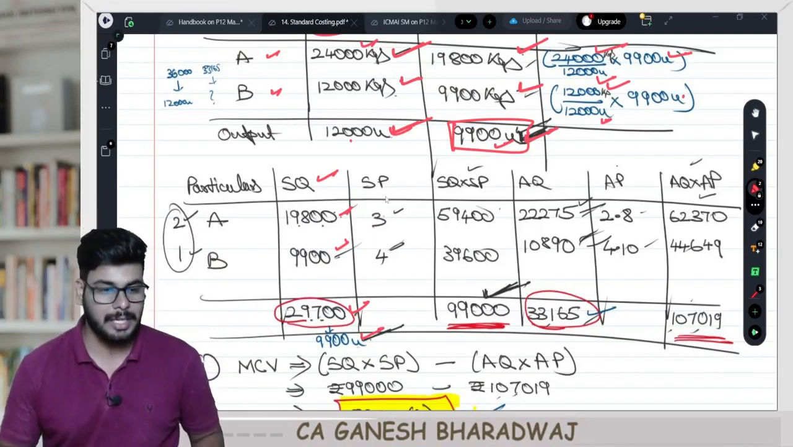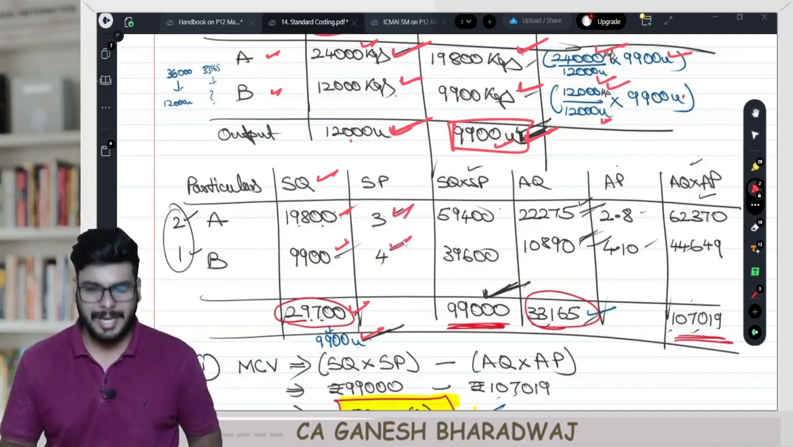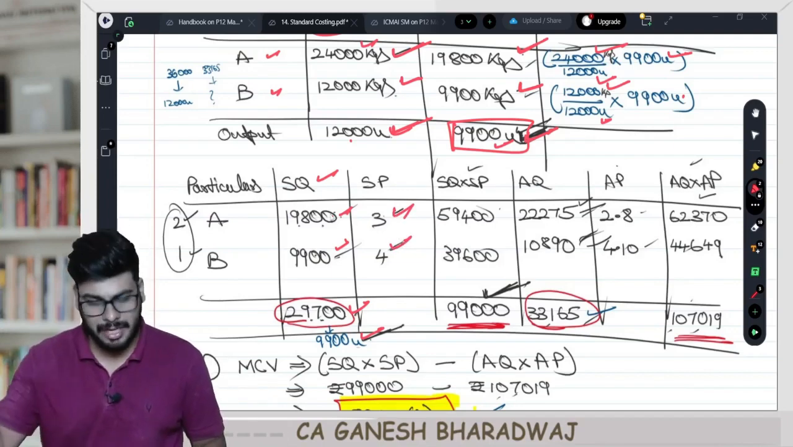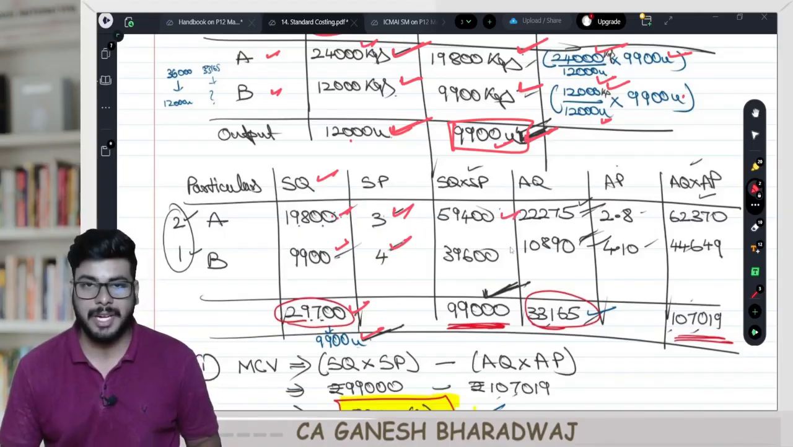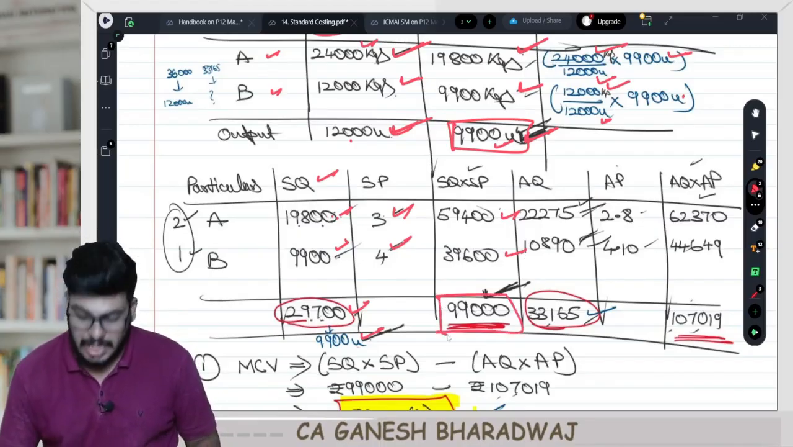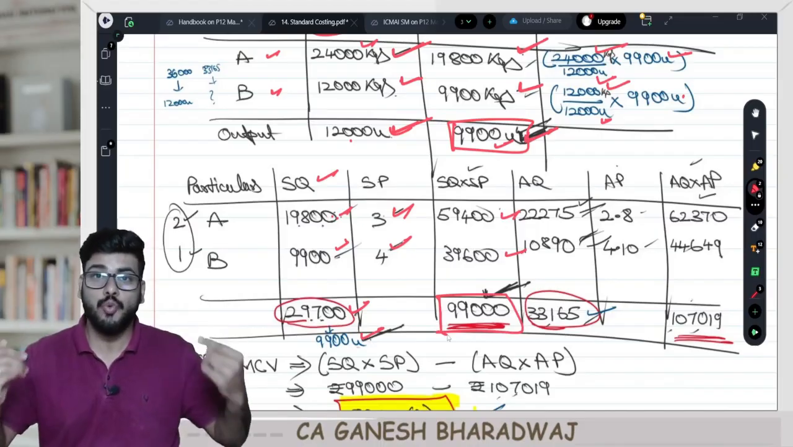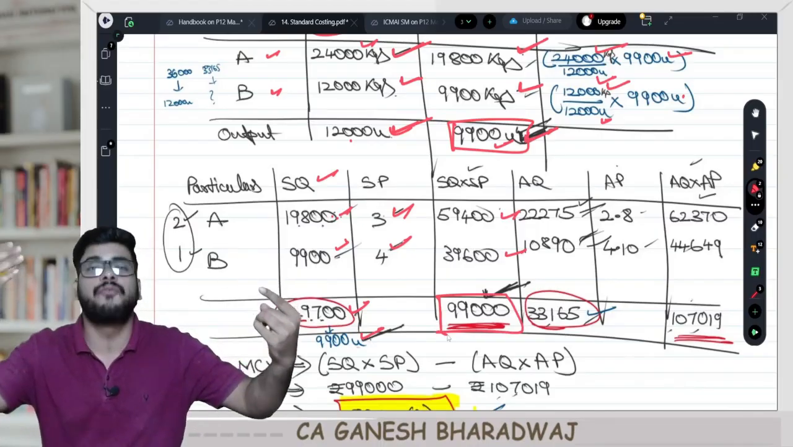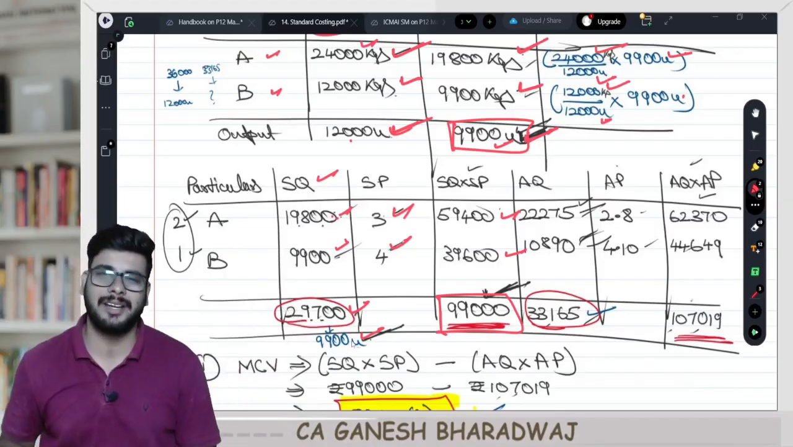Now, what is the standard price? It's given in the question, 3 and 4. These figures were given in the question, right? Let us multiply the two because we anyways will be needing this figure. Standard quantity into standard price. If you multiply this, you get 59,400 and 39,600. If you add up the two, totally 99,000 rupees is the total raw material cost you should have incurred for an actual output of 9,900 units. This is the meaning. Are you clear with this, guys?